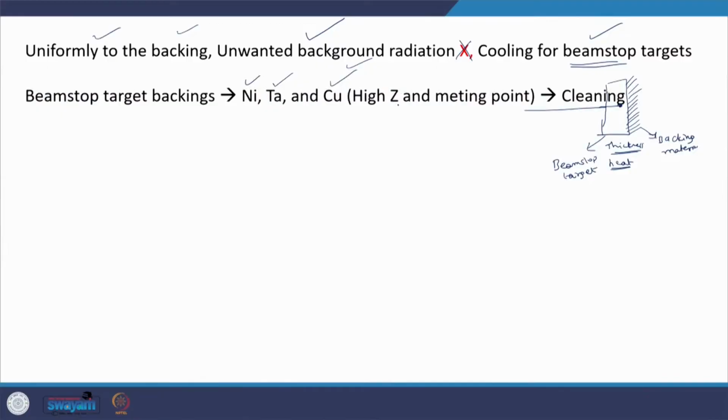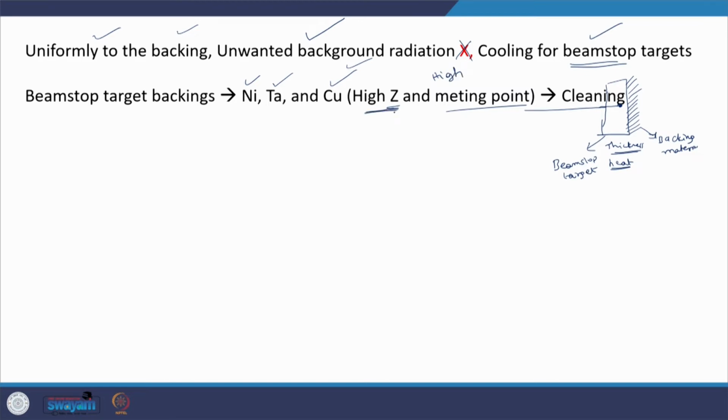I repeat the question. While discussing the backing materials, I have discussed that its thickness should be like this and these are the important considerations, but what kind of materials are preferred and why are they preferred? Are they satisfying the considerations that I have said? Let us check. All right. So, normally we use nickel or tantalum or copper because of their high atomic number and high melting point.